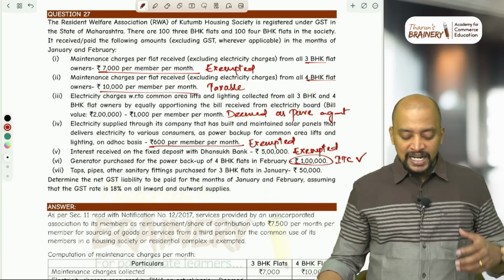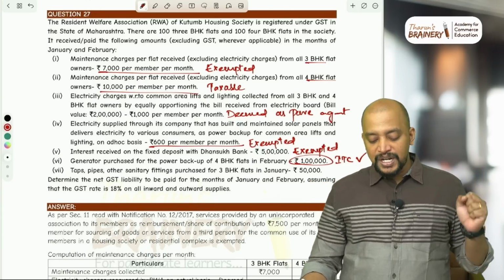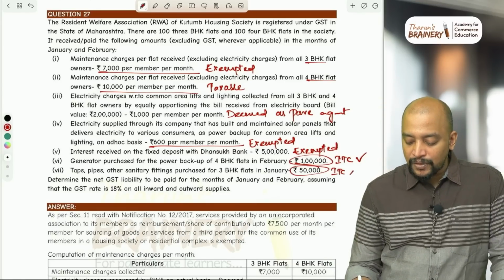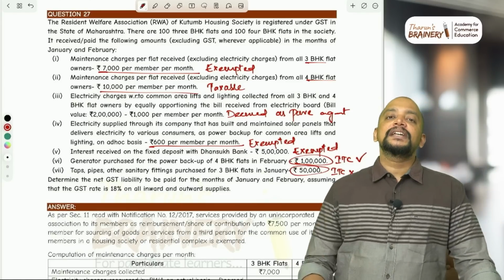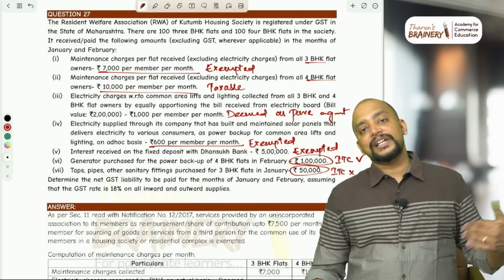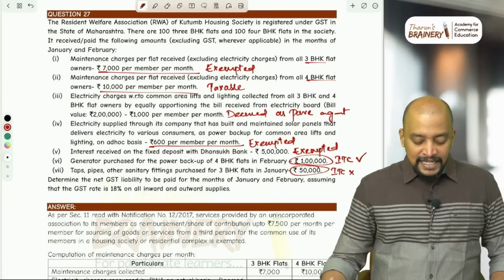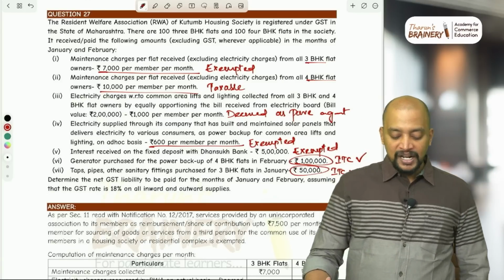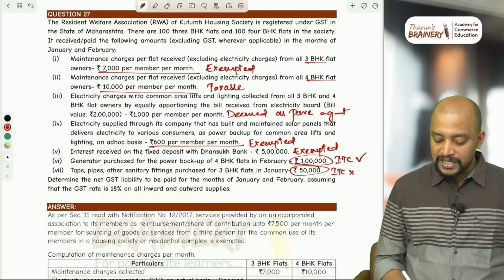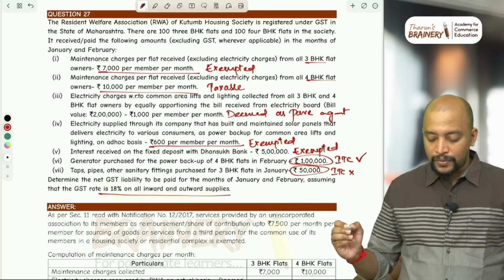Then taps, pipes and other sanitary fittings purchased for 3 BHK flats in January, 50,000. So ITC cannot be taken. Why ITC cannot be taken? Basically 3 BHK flats outward supply is exempted. As it is exempted, they cannot take ITC on the inward supply. Determine the net GST liability to be paid for the month of January and February, assuming that the GST rate is 18% on all inward and outward supplies.